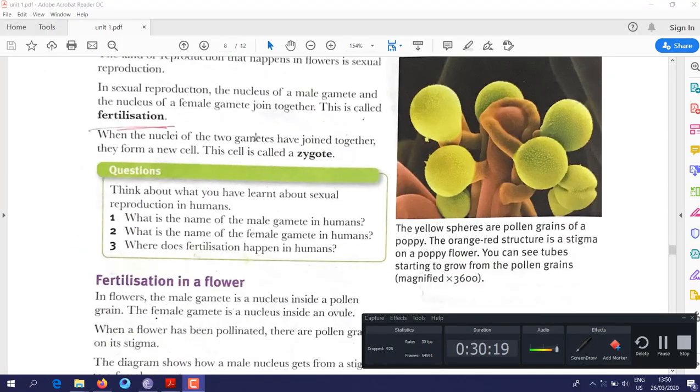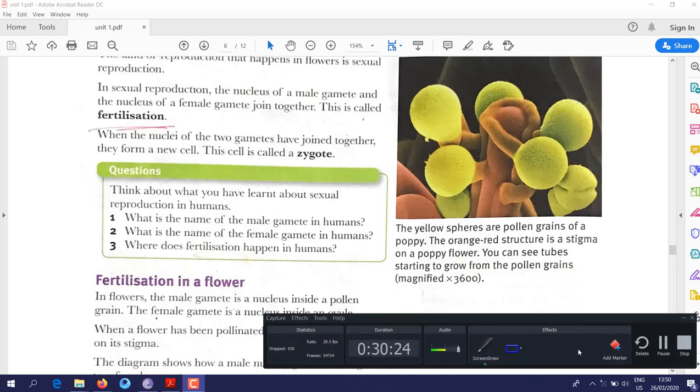By the way, students, you need to focus on the parts that I highlight, because these are the most important parts. So in sexual reproduction, the nucleus of the male gamete, which is the pollen, and the nucleus of the female gamete, which is the ovule, join together. This process we call fertilization.